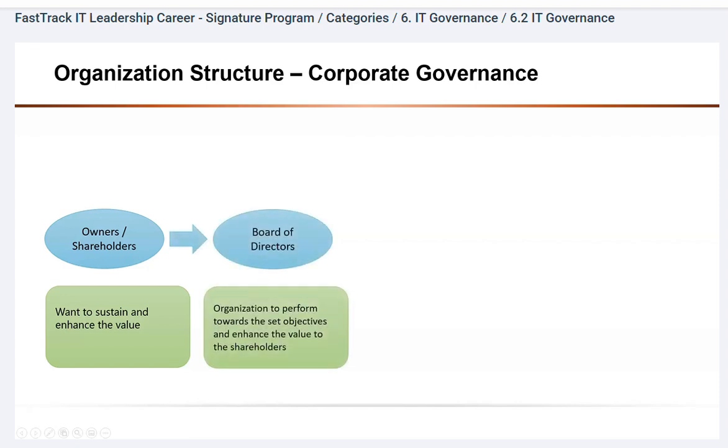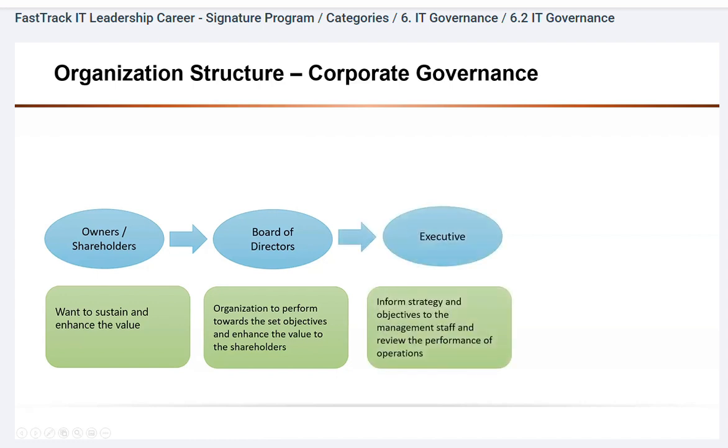And there is the board of directors, who are appointed by the major shareholders of the company. Their duty is to make the organization perform towards a set of objectives and enhance the value to the shareholders. So the board of directors' responsibility is to give the objectives and to monitor that the company is moving towards enhancing the value to the shareholders. And the board of directors communicates that to the executives.